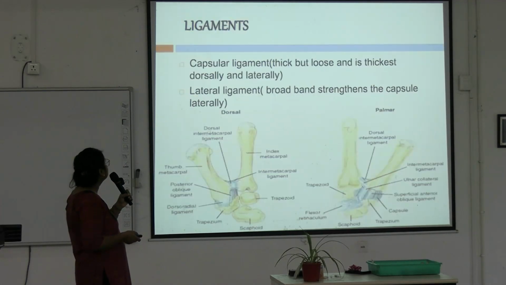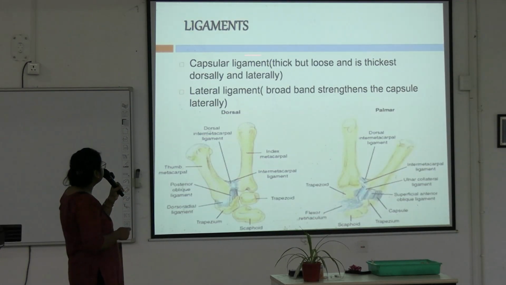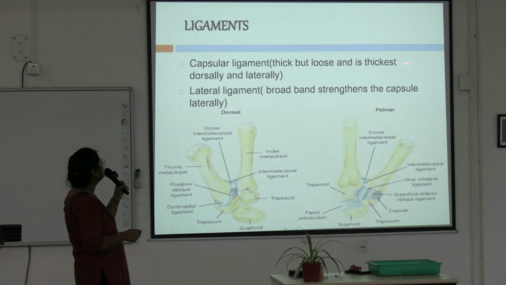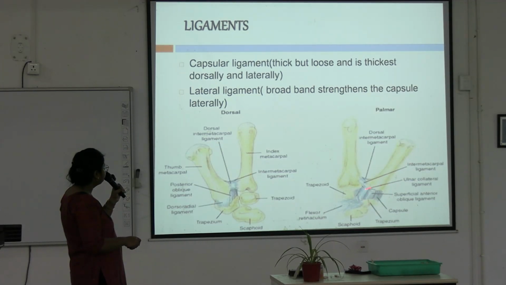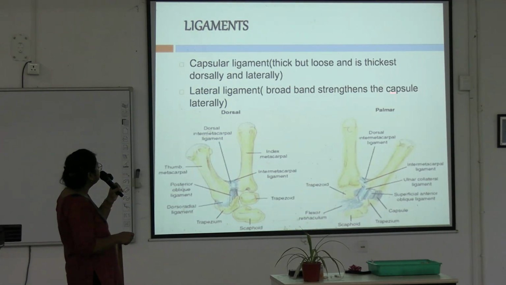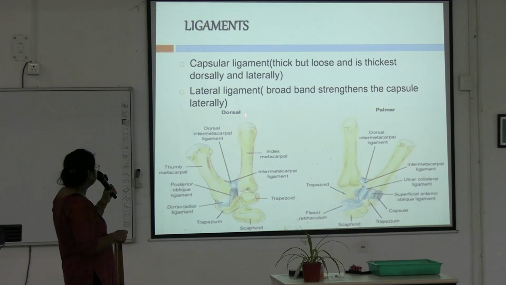Next, see here the ligaments. Capsular ligament thick but loose and is thickest dorsally and laterally so that displacement cannot occur on these two sides. These are the free sides. See here, this is the carpometacarpal joint. Here is the capsule. So this is capsular ligament. Okay, and lateral ligament is a broad band, strengthens the capsule laterally.